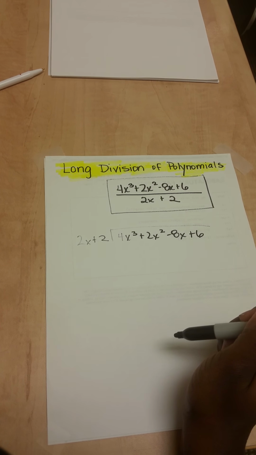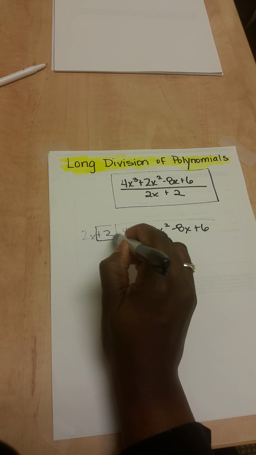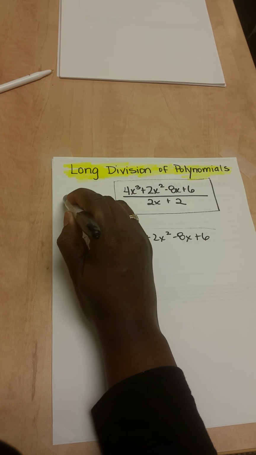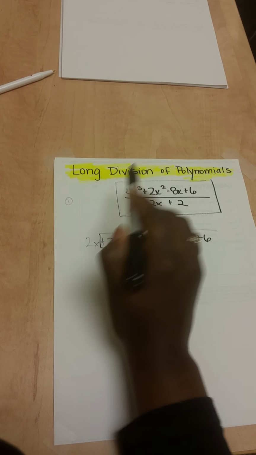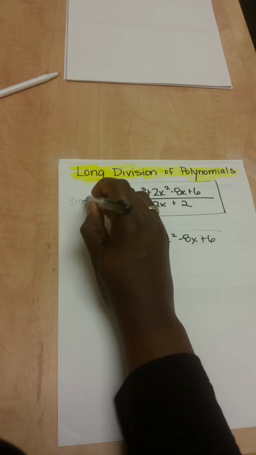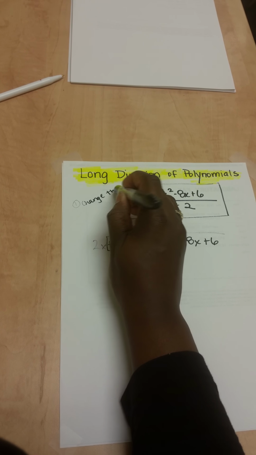Now, as I'm about to solve this, I like to put a box around the second term of my binomial because I want to remember one thing. This is the first thing that we remember in solving long division of polynomials. I want to remember to change the sign.